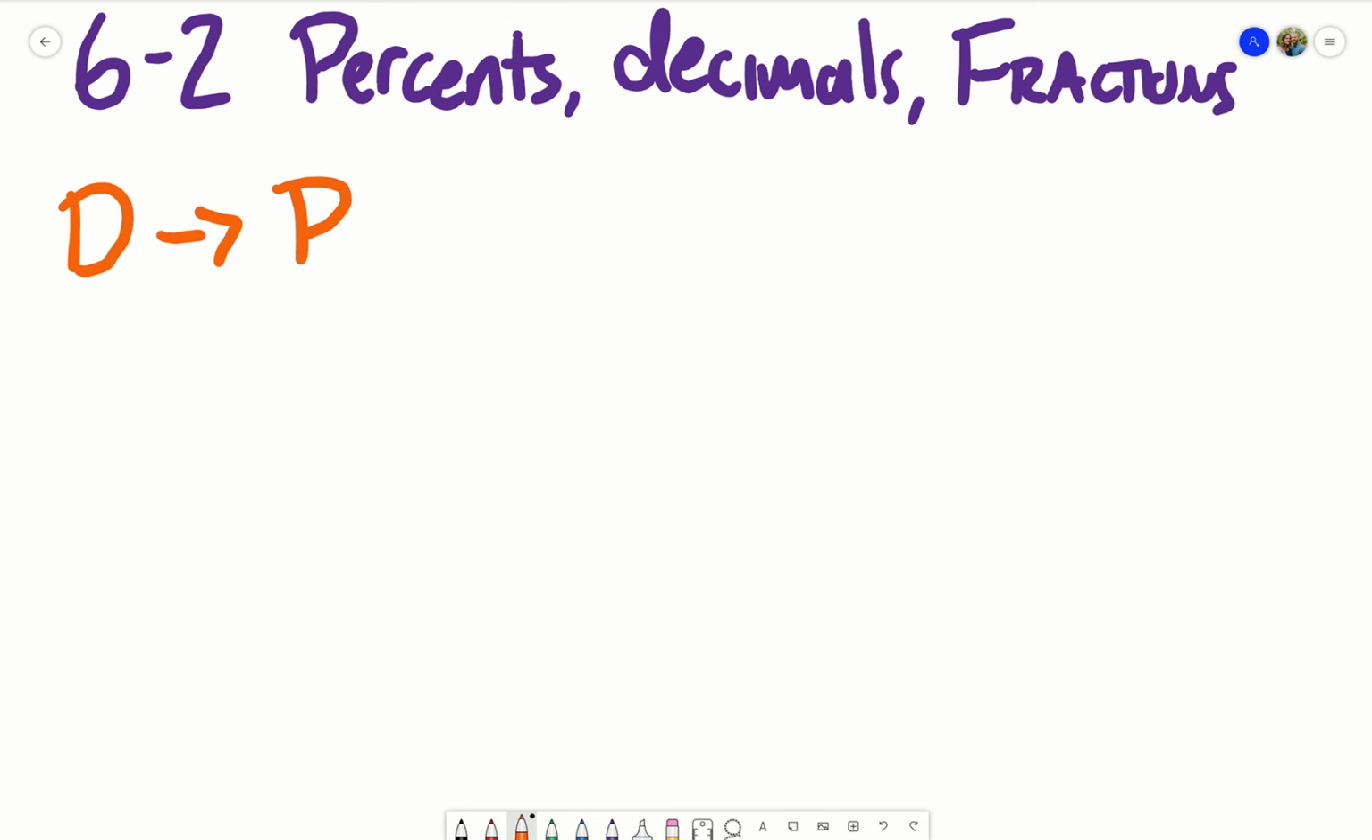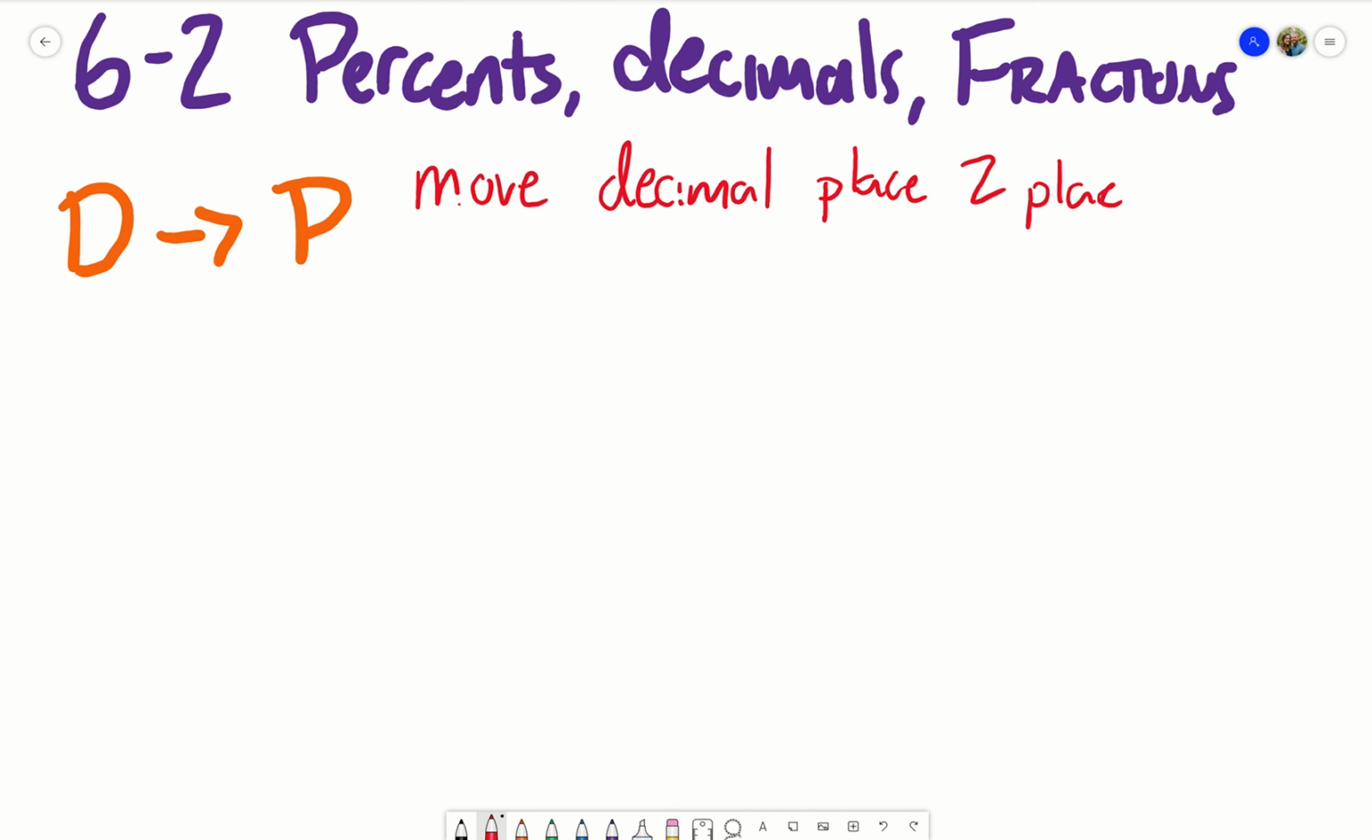Now, when we did percents to decimals, we moved our decimal place 2 places to the left. So when we do decimals to percents, we're going to move the decimal place 2 places right. We're just doing it backwards today. Yesterday, we went to the left. Today, we're going to the right.